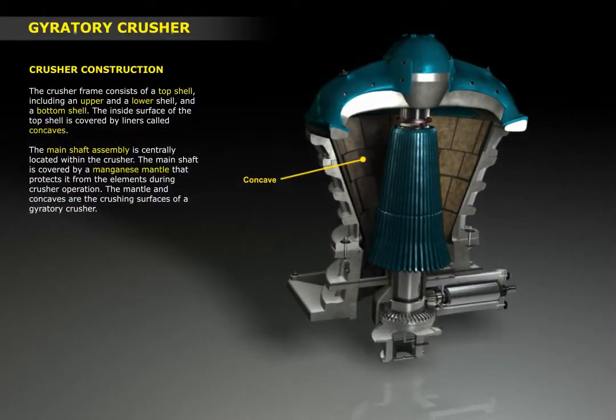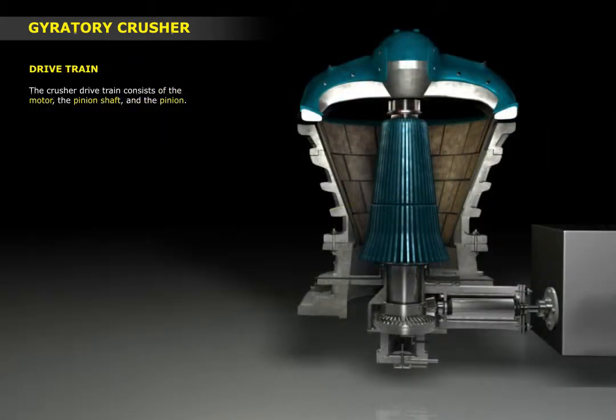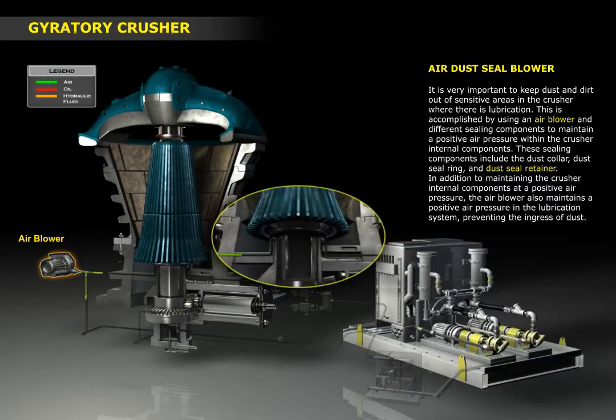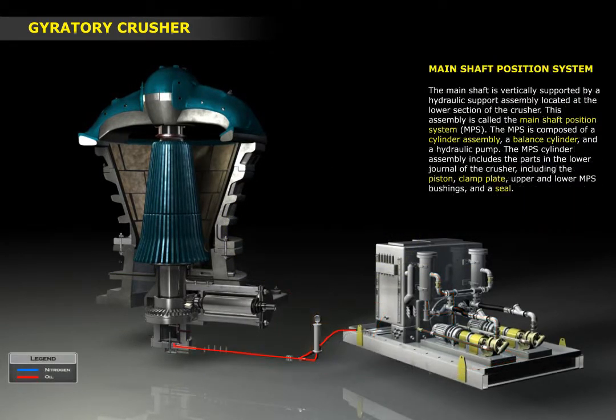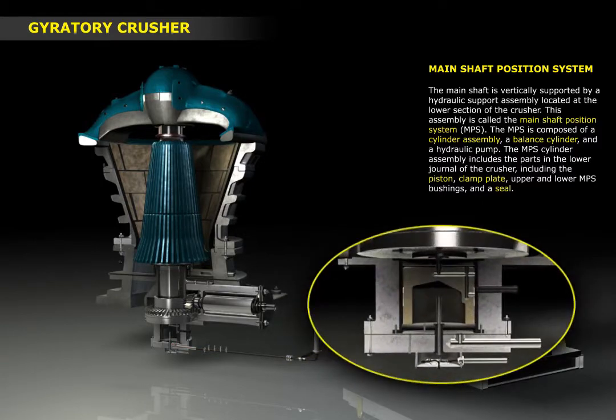This module explains the gyratory crusher's principle of operation and provides detailed descriptions of the major components and the role that each component plays in its operation. You'll learn how the drive system operates, the details of the dust sealing system, the importance of the various lubrication systems, and the two functions of the main shaft positioning system, or MPS.